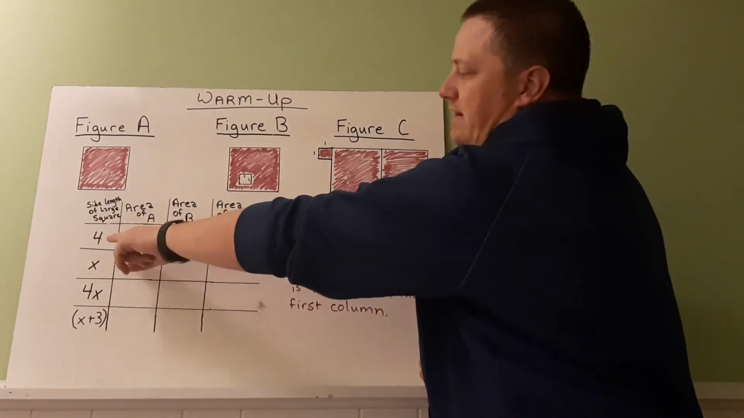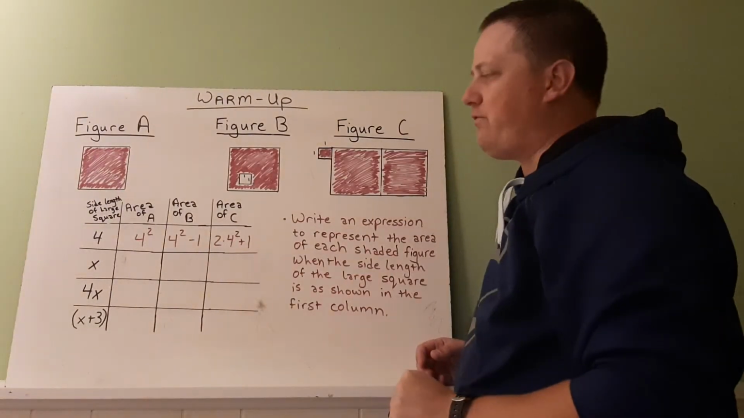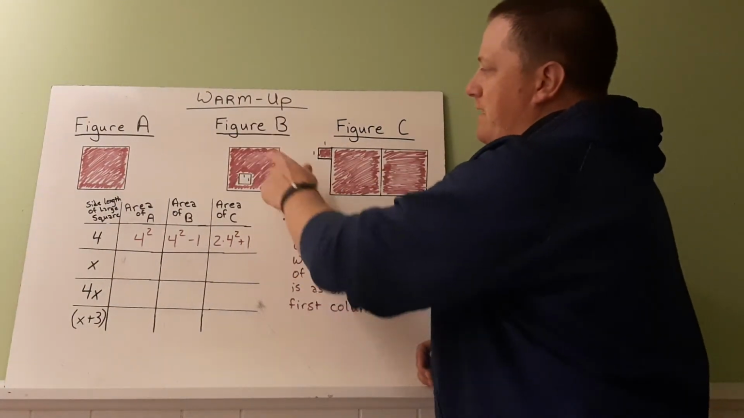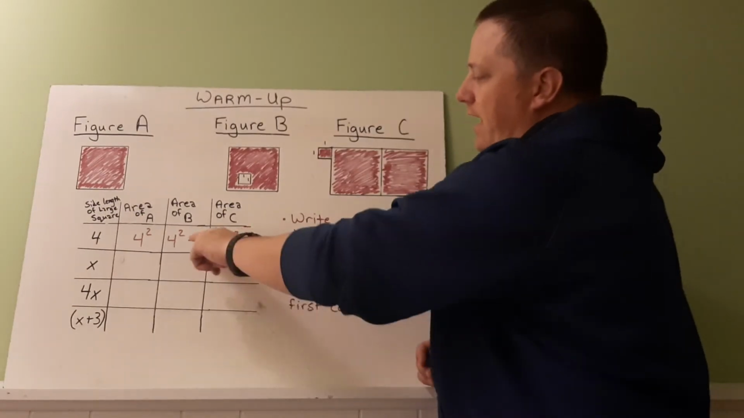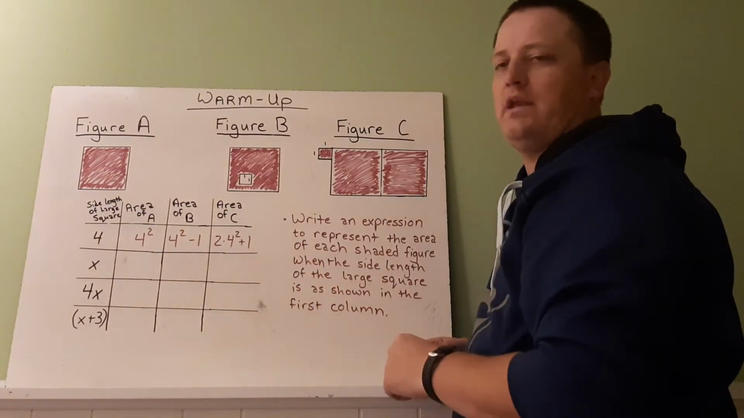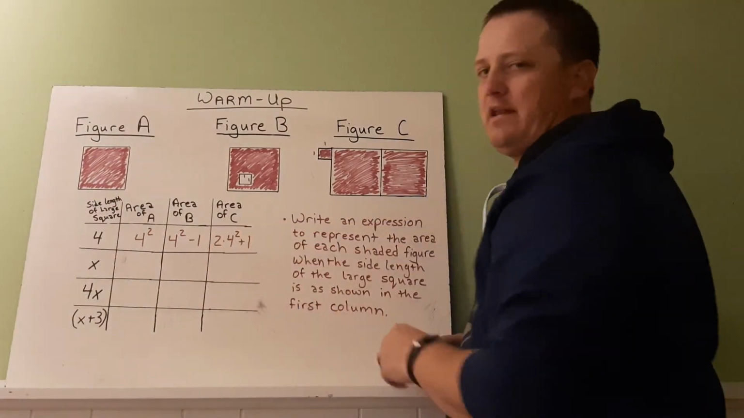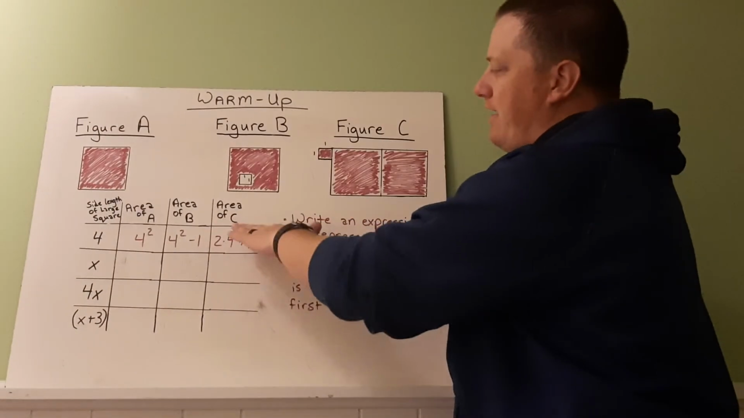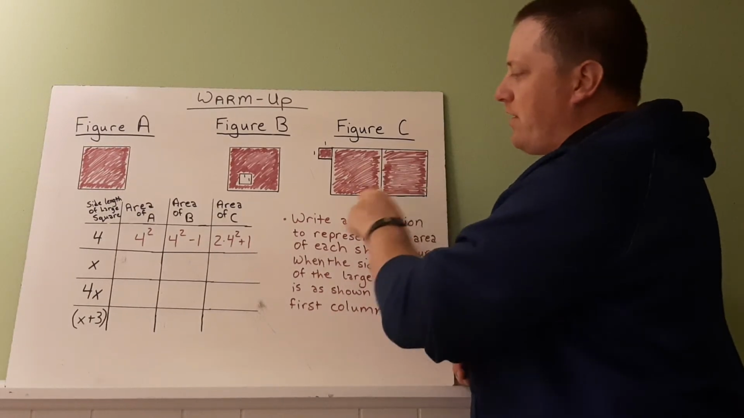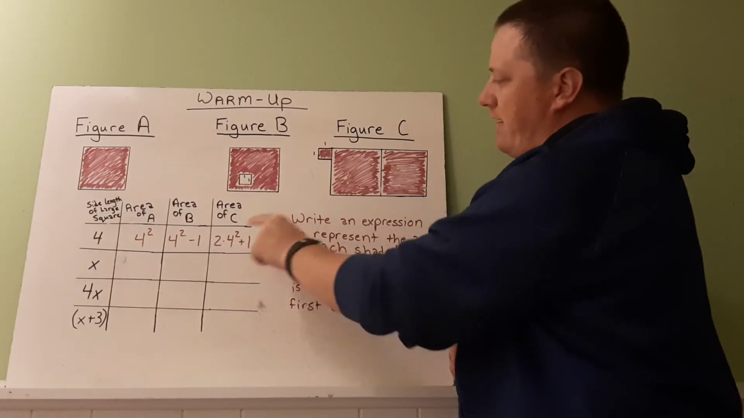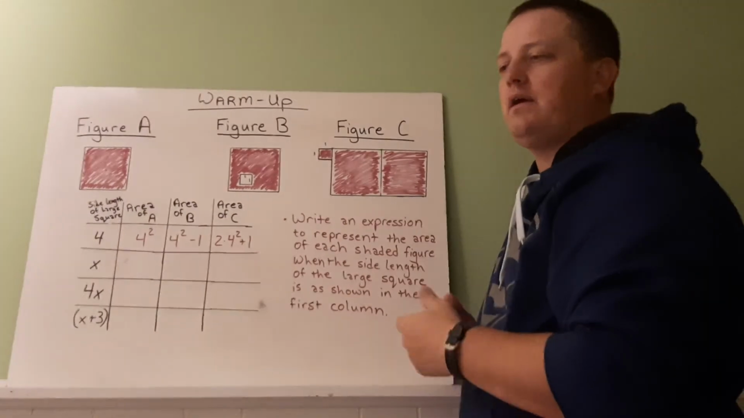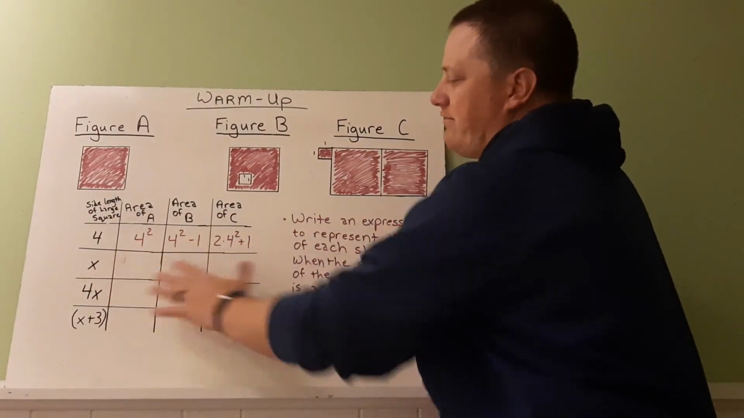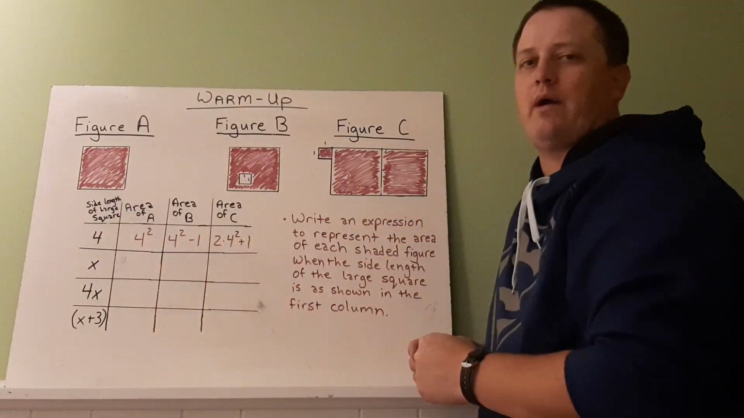So if the side length is 4, that means this first square is 4 times 4, otherwise known as 4 squared. This second one would be 4 squared, taking care of the big square, and then minus 1, because 1 times 1 is 1. So 4 squared minus 1 is our math problem. And then the area of C, we have 2 of the large squares. So I have 4 squared for 1 square times 2, plus 1, because 1 times 1 is 1. I want you to use these to fill out the rest of them using the direction that I've given you there.